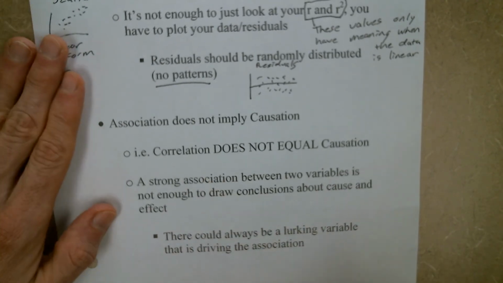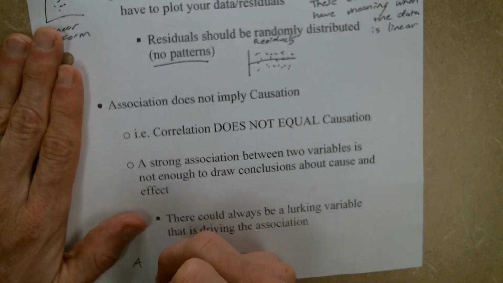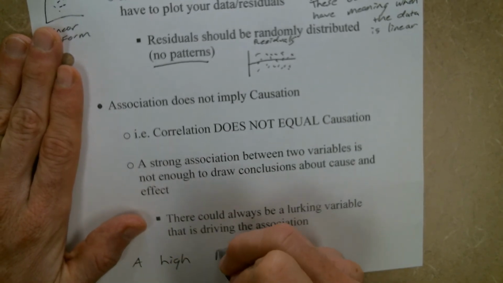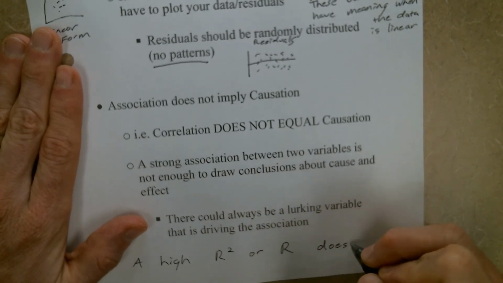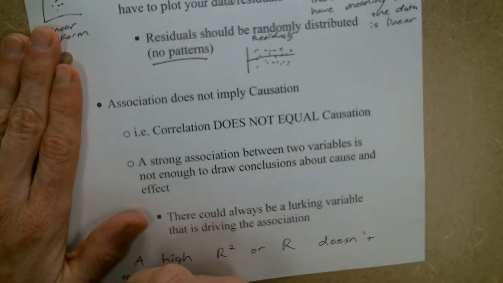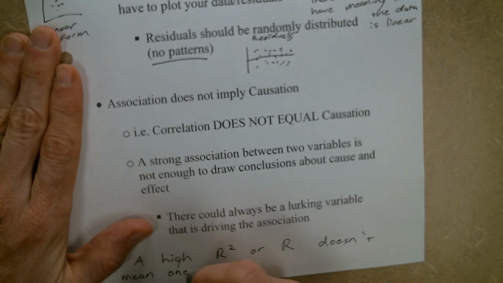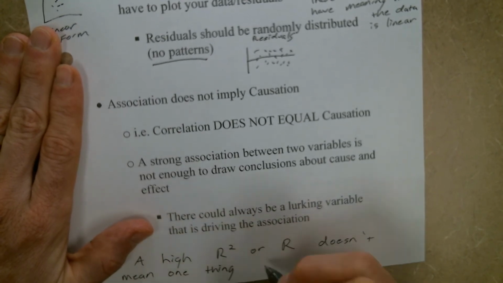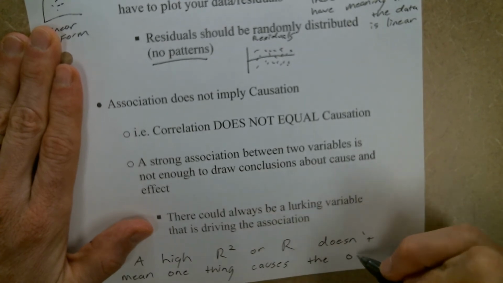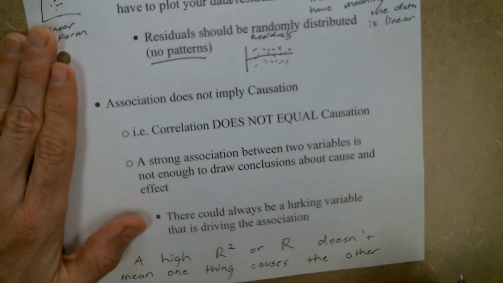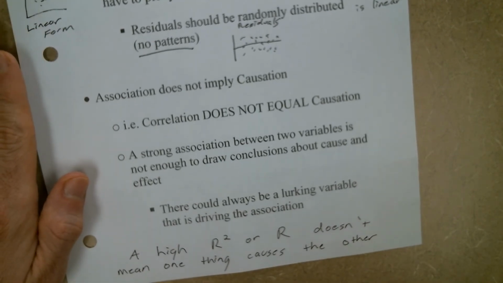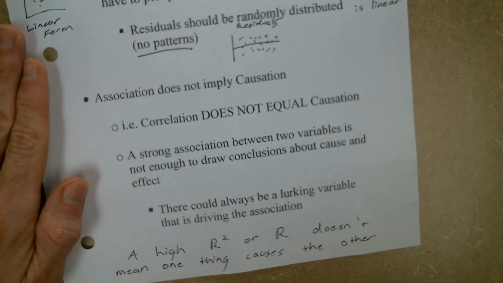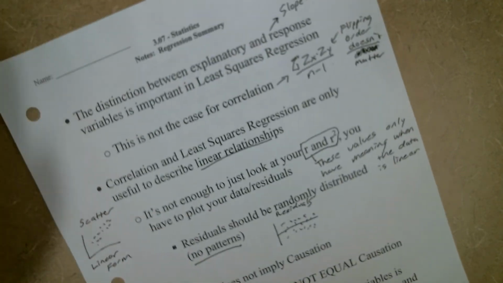A high R squared or R doesn't mean one thing causes the other. All right, so don't fall into that trap of being like, oh, this totally explains why this is happening because there's a high correlation. It might just be that they're related. All right, so be careful with those.